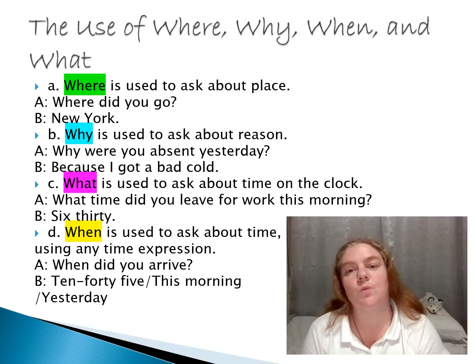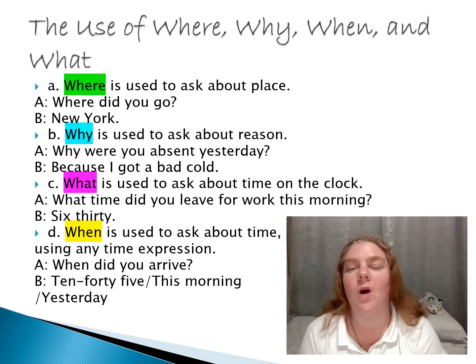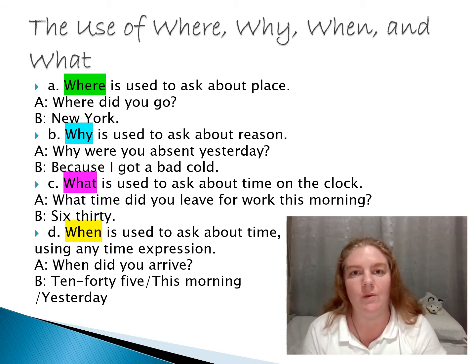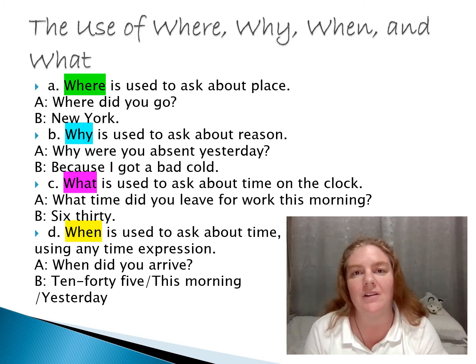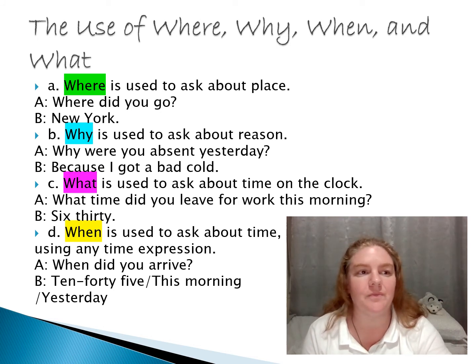So how do we use where, why, when and what? We use where when we want to ask about a place, and we use why when we want to ask about the reason for something. We ask what when we need to know about the time, as in the time on the clock. However, we use when we want to ask about time with no particular time expression.